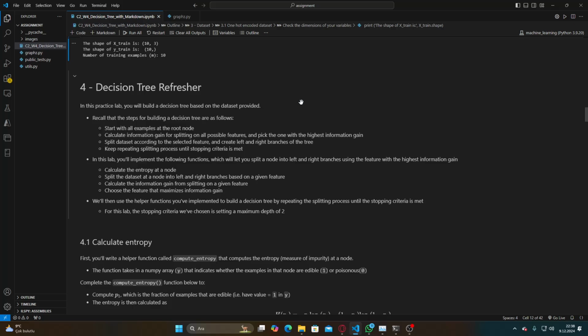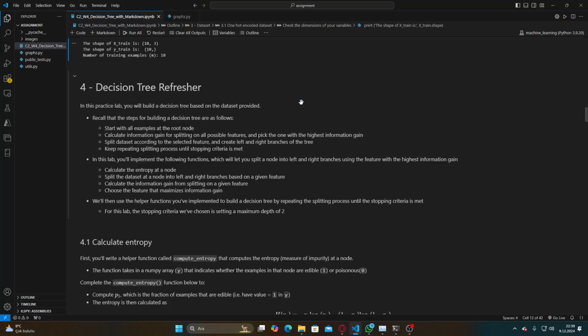In this lab, we are implementing the following functions. Calculate the entropy at a node. We are calculating entropy and splitting the dataset at a node into left or right branches, given a feature. Okay, we're just putting the data left or right. Calculate the information gain from splitting on a given feature. Choose the feature that maximizes information gain.